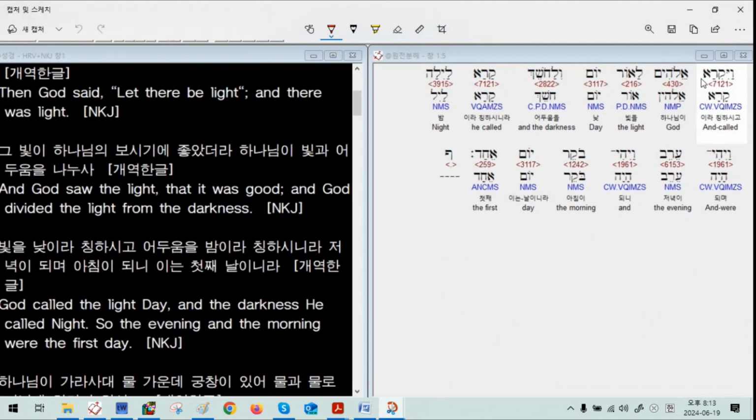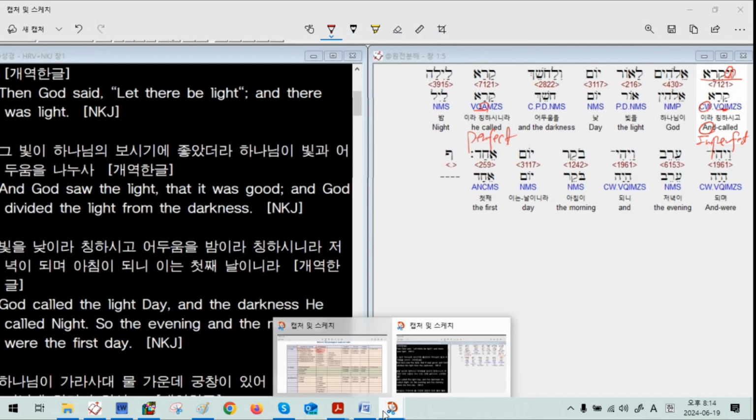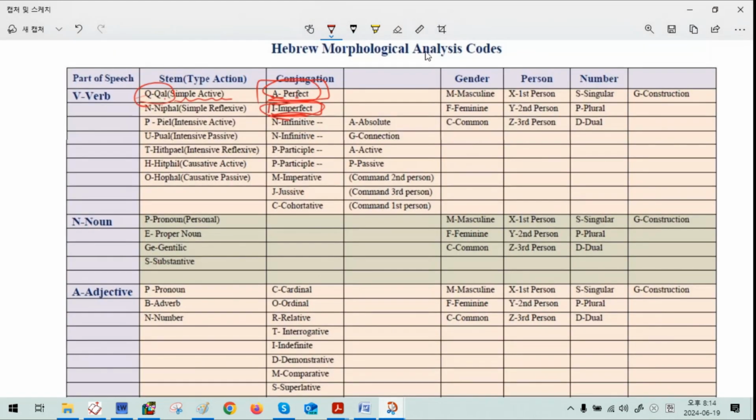You see here, by cross. The first one is the conjunction, which is 'and', right? And then the Yod, this is the imperfect prefix. That's why VQI is imperfect. And then you see here, VQA. This is what? Perfect, right? Keep in mind again, okay, VQA, perfect, right?